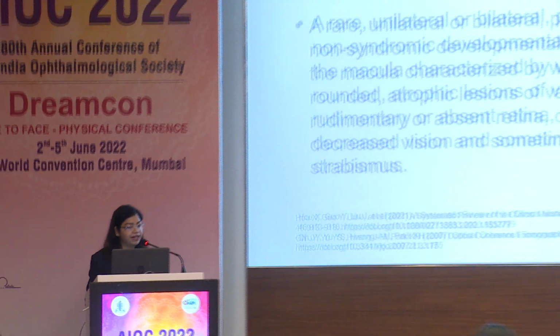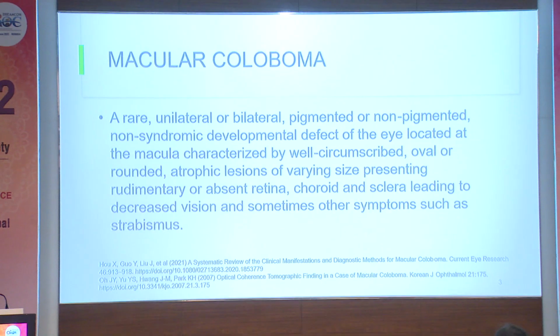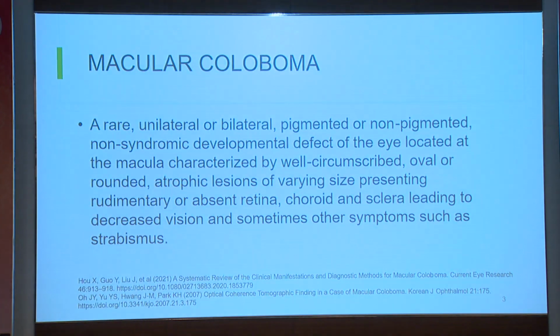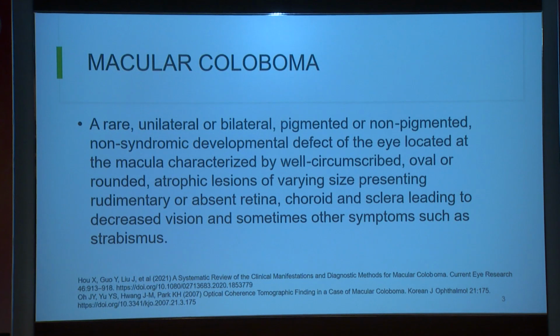Good morning, everybody. My presentation topic is intercalary membrane break and detachment causes intrachoroidal cavitation in macular coloboma. No financial disclosures. So macular coloboma is a rare, unilateral or bilateral, pigmented or non-pigmented, non-syndromic developmental defect of the eye located at the macula, characterized by well-circumscribed, oval or rounded, atrophic lesions of varying size presenting rudimentary or absent retina, choroid, and sclera, leading to decreased vision and sometimes other symptoms such as strabismus.